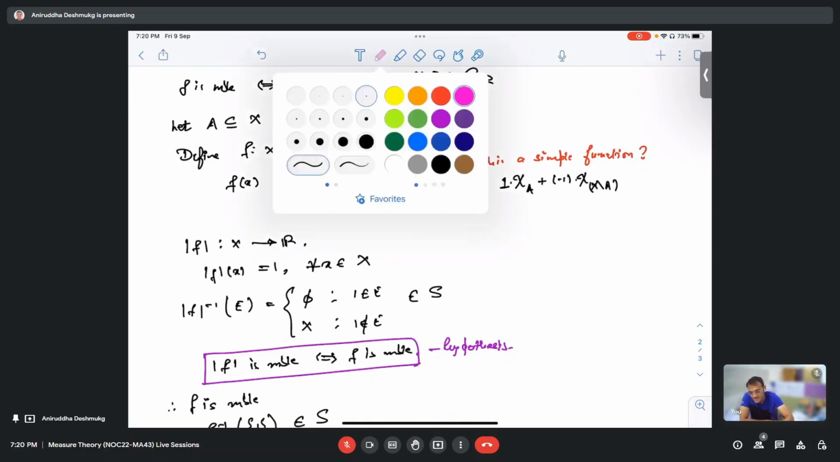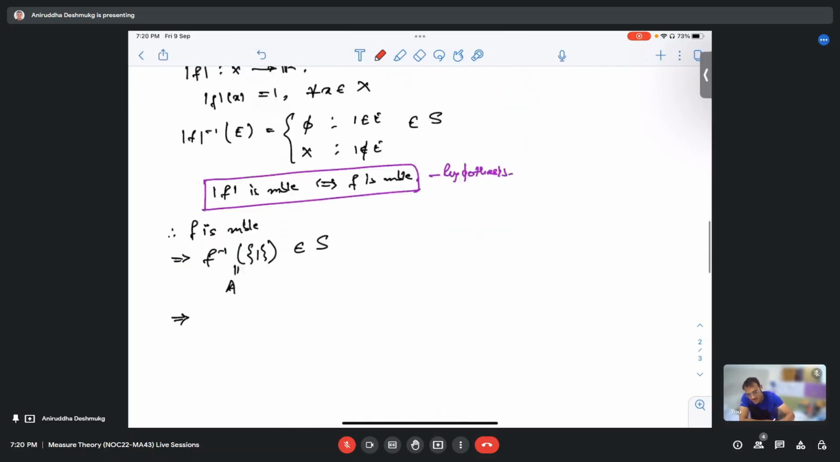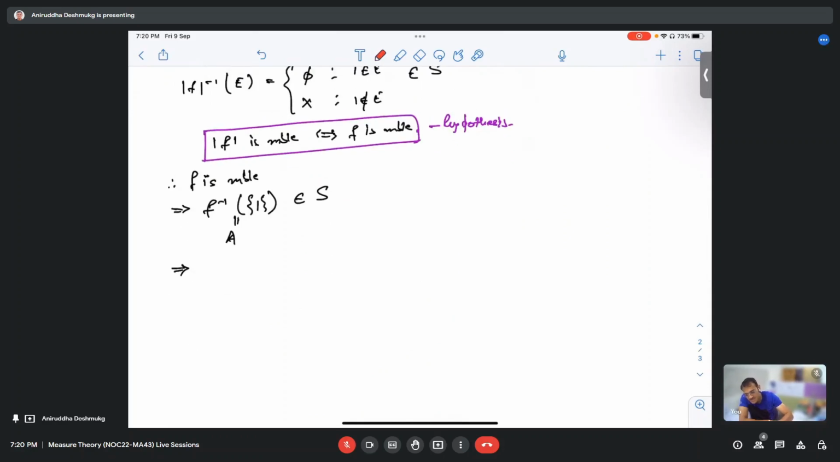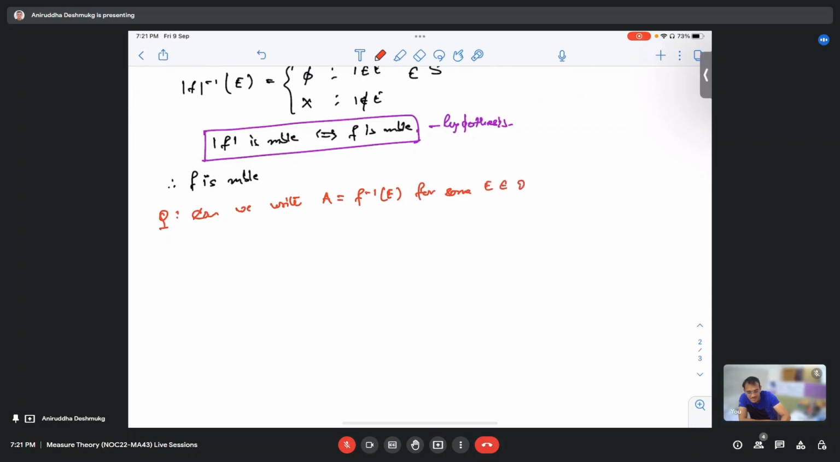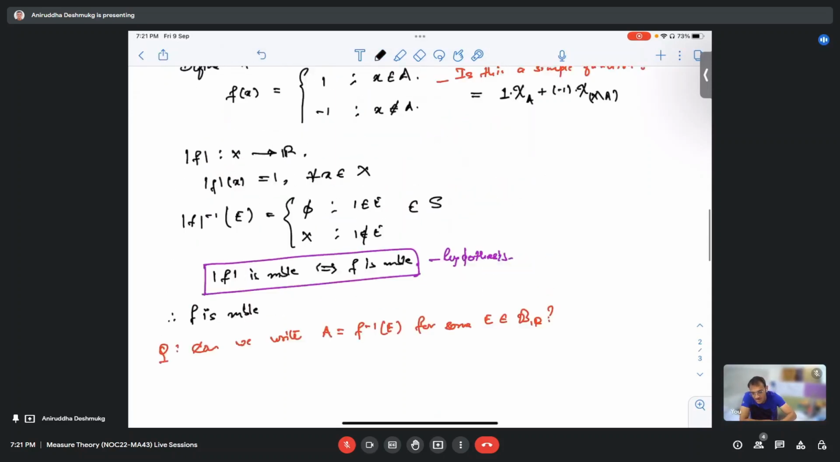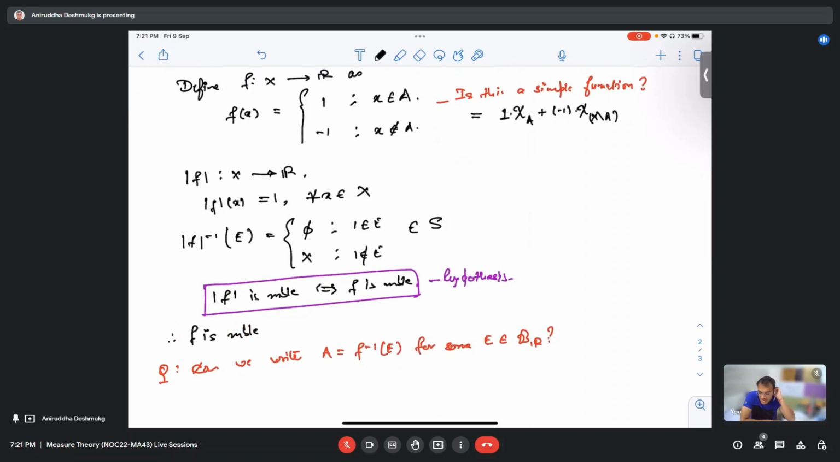Okay, let me write the question for you. So the question is, can we write A as the pre-image of a Borel set? So E comes from the Borel sigma algebra of R. Can we do that? Look at the definition of F and tell me, can you do that?